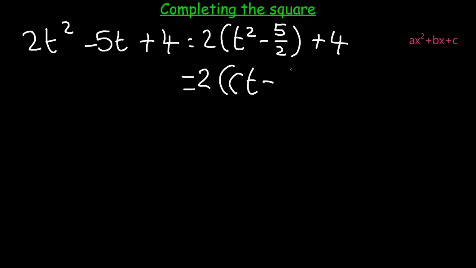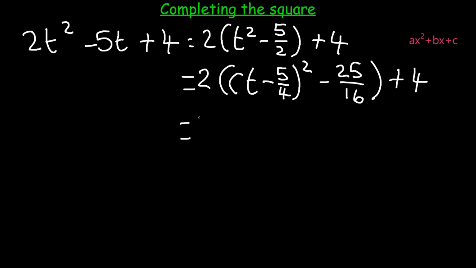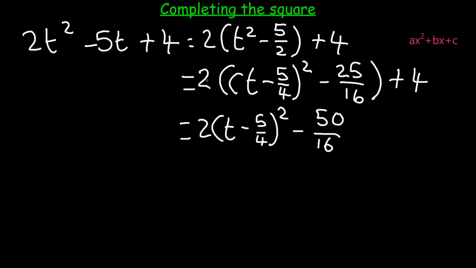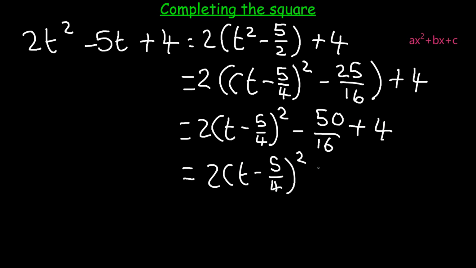We have the t minus half of this number, 5 over 4 squared, minus the square of this number, 25 over 16 plus 4, which is equal to, remember to distribute this 2 to here, 2t minus 5 over 4 squared minus 50 over 16, because we've multiplied by this 2, plus 4, which is equal to 2t minus 5 over 4 squared plus 7 over 8. That's it.